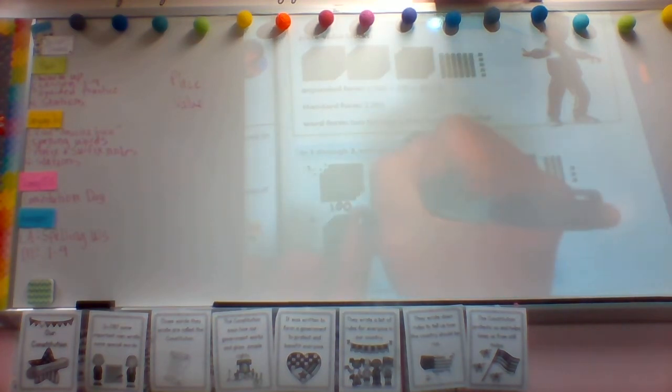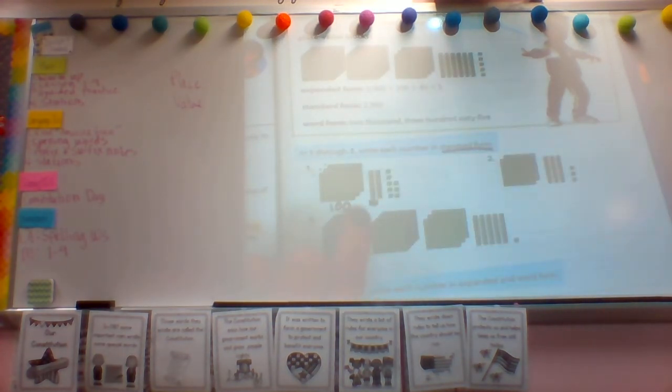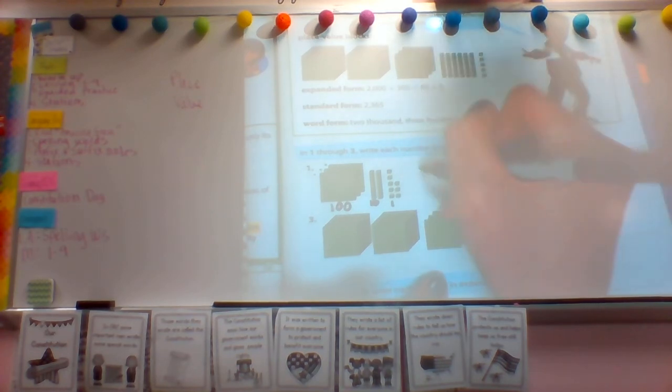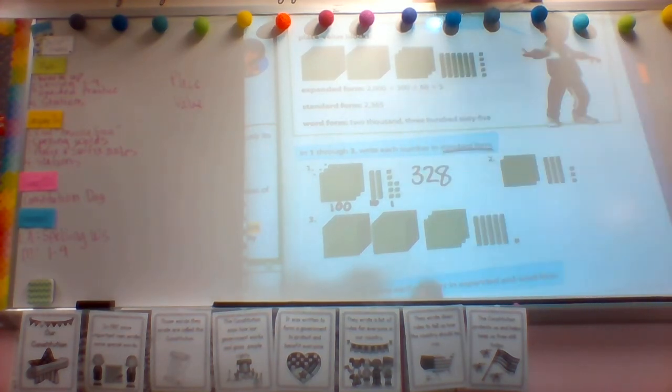They have a rod, which remember is 10, so that's 2. And then they have units, which are 1. So we need to start from the biggest number and work our way down. Okay, so we have 100, 200, 300, 310, 320, 321, 322, 323, 324, 325, 326, 327, and 328. And that's our standard number.